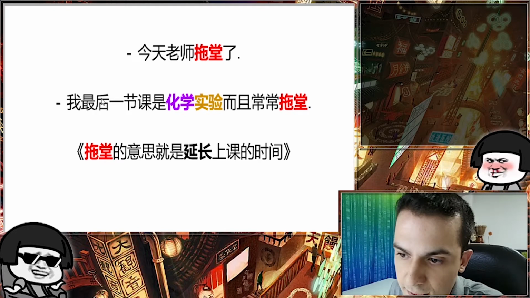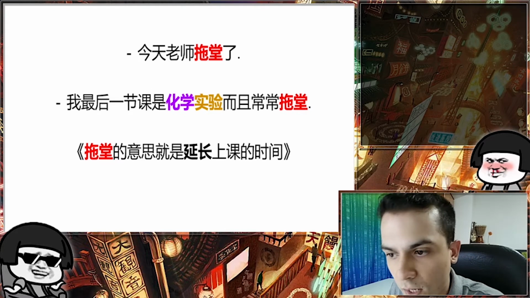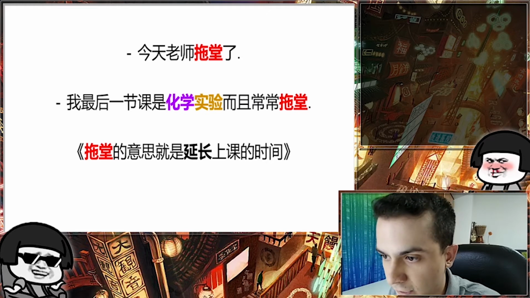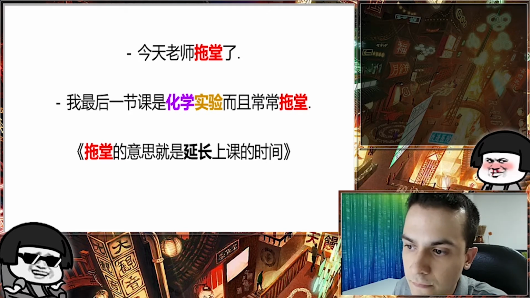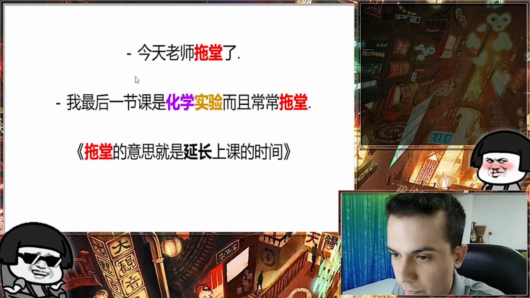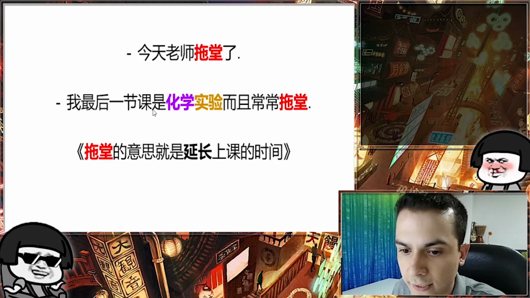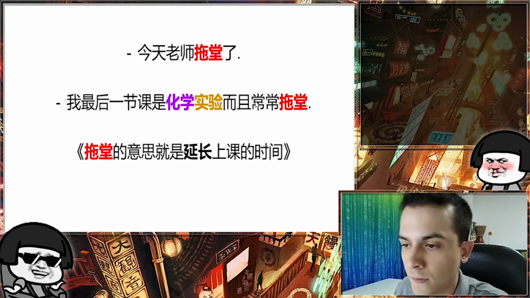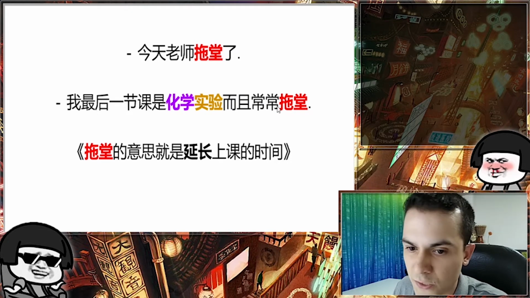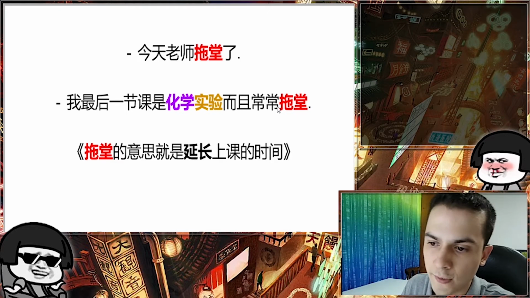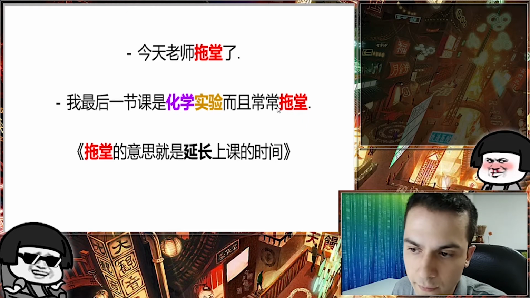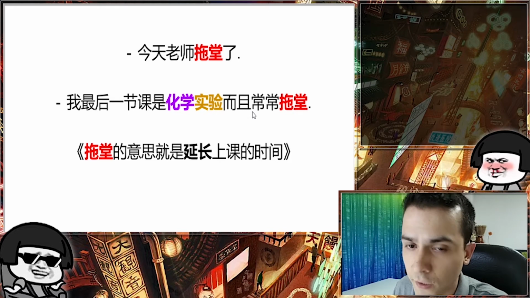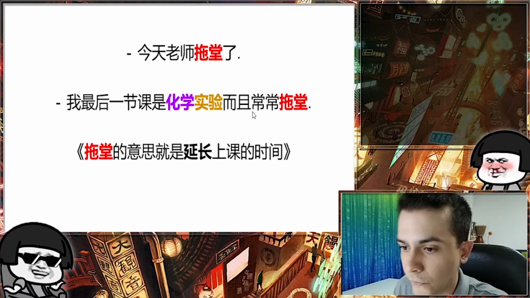我最后一节课是化学实验，而且常常拖堂. Okay, so this pretty much means the last class is the chemistry lab class. And 常常, usually, this one tends to drag out, right? Like normally we have to be there overtime. Alright, so this one is a very useful one, especially if you're a student, right? This is going to be extremely important for you to know, right?